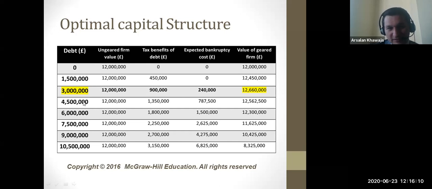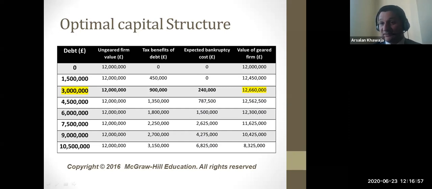Now, the interesting thing to note here is that as your level of debt starts increasing, your value of the firm is decreasing. Why? Because though you are able to save more money from tax benefits as you go from 3 million to 10.5 million, your bankruptcy cost is multiplying significantly as well. So at 10.5 million pounds worth of debt, though you are able to save 3.15 million in tax benefits, your bankruptcy cost has now increased to 6.825 million, bringing your value of the firm down to 8.325.